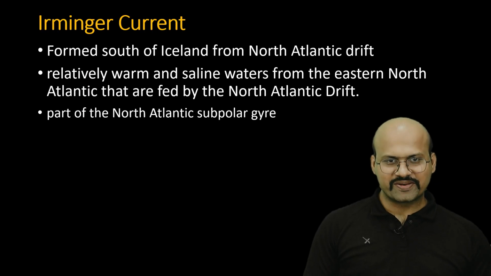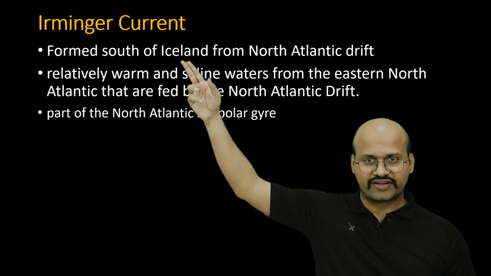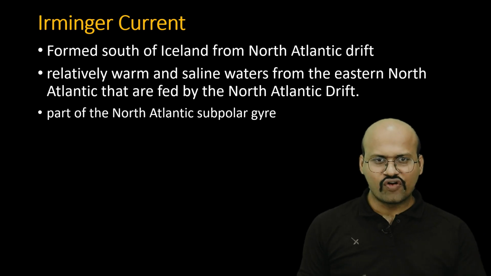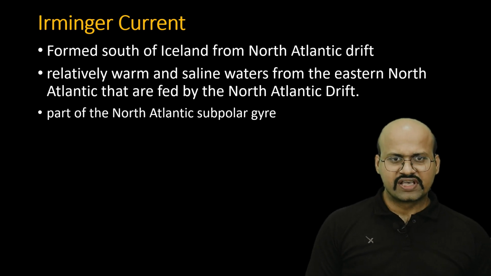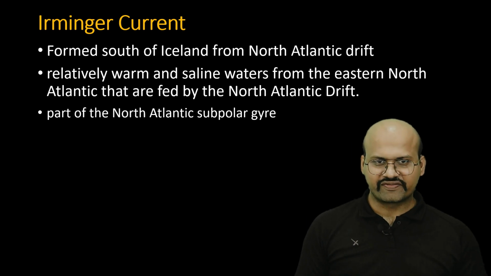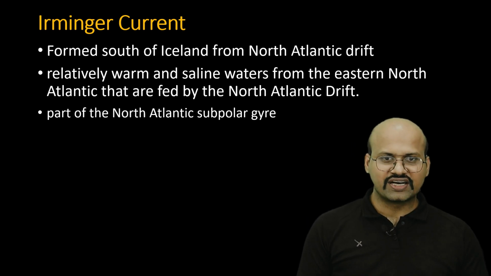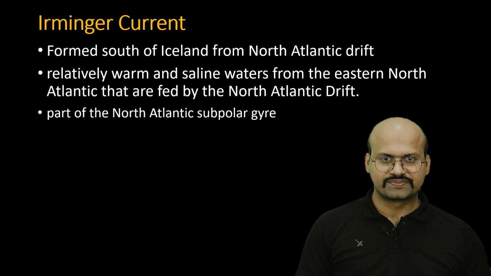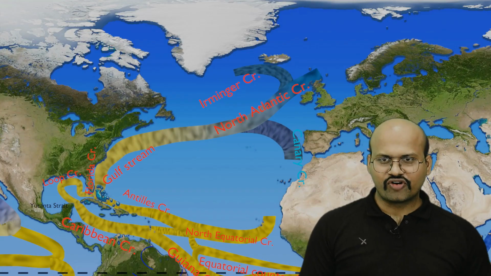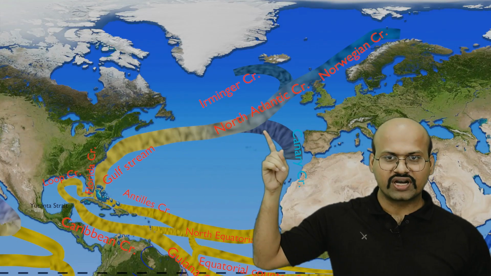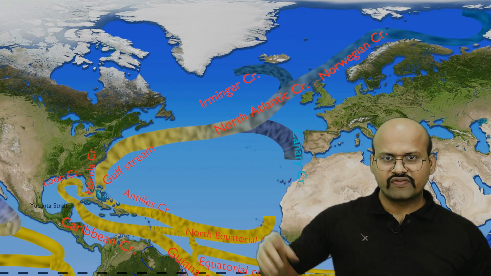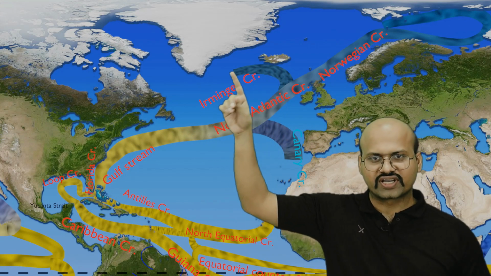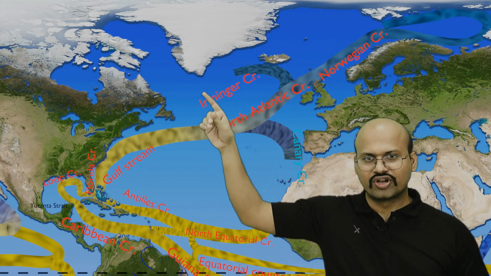Here is the summary of Irminger Current. It is formed south of Iceland from the North Atlantic Drift. Now the North Atlantic Drift carries saline and warm water from the Gulf Stream. Therefore, the water in both North Atlantic Drift and Irminger Current is warmer than the surrounding ocean waters, so both of these currents are actually warm currents. The Irminger Current also forms a part of North Atlantic subpolar gyre. Here we will see in later parts of the video that the water will return like this. So it will form a full circle, and therefore this is called subpolar gyre.